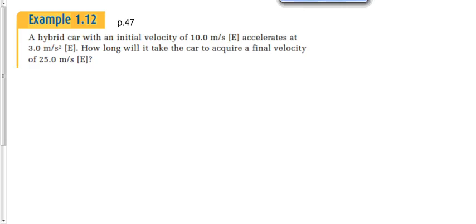All right, here's a question. It's on page 47. This one says, a hybrid car with an initial velocity of 10 meters per second. It's a good thing they tell us it's a hybrid car, eh? Because if this was not a hybrid car, it would change nothing. A hybrid car with an initial velocity of 10 meters per second accelerates at 3 meters per second squared to the east. How long will it take the car to acquire a final velocity of 25 meters per second?